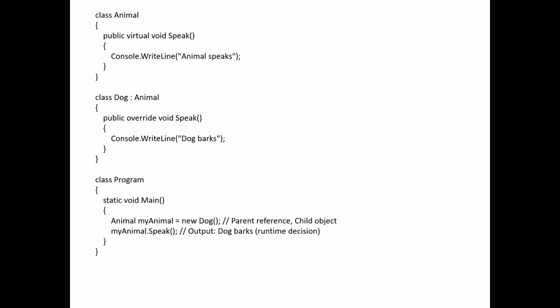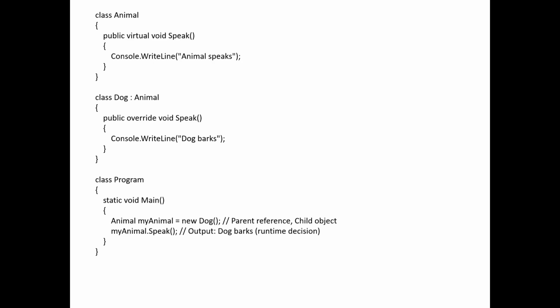Where do we use virtual and where do we use override? Now imagine we have a base class Animal and a derived class Dog. We have declared a method in the Animal class, a function which is public virtual void Speak, Console.WriteLine "Animal speaks".